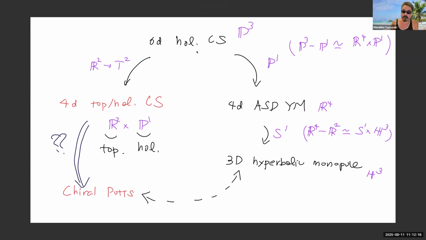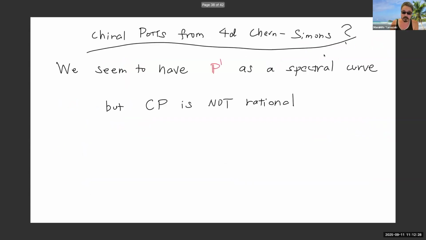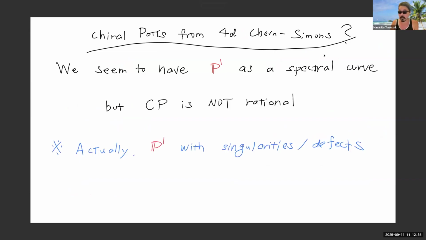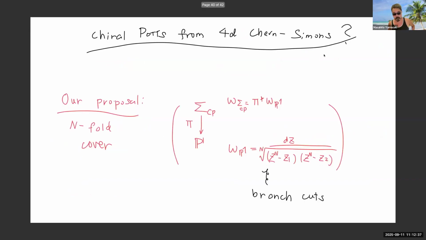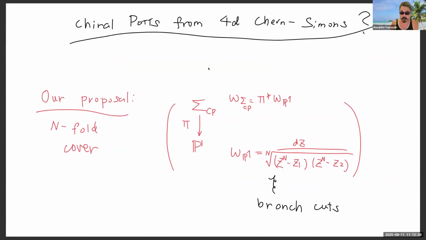In fact, up in 6 dimensions, holomorphic Chern-Simons is defined in Calabi-Yau, but P3 is not Calabi-Yau. But the trick is to take out some P1 so that the rest is well defined. So it's not just P3, but P3 with a defect. So if you go down all the way to P1, we expect P1 with some extra structure. And now our proposal is that such branch cuts, we could write as a branch cover.